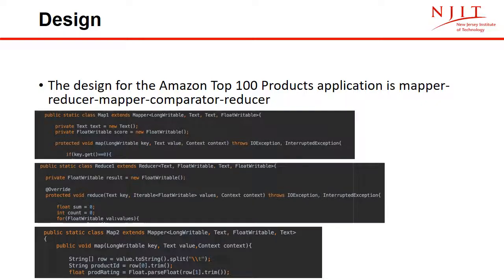So what you see in front of you right now is the code that we have written for finding Amazon top 100 products, the MapReduce. We have used MapReduce in this. This is not the entire code, but just a glimpse of it. So we have done three analysis. One is finding the top 100 products in the data set.